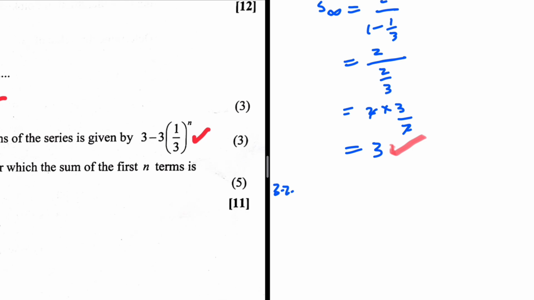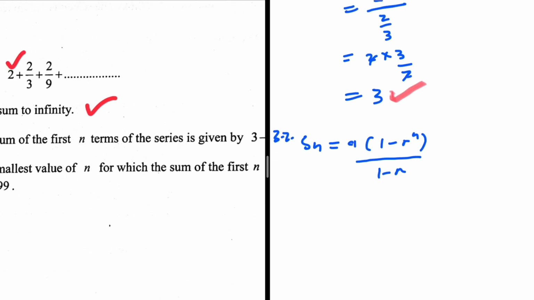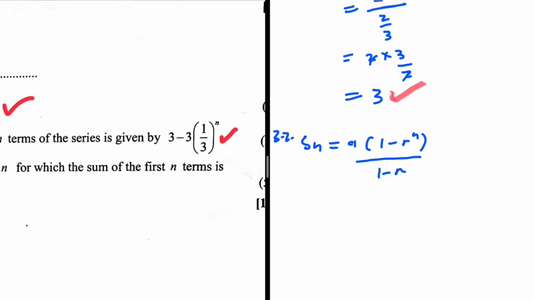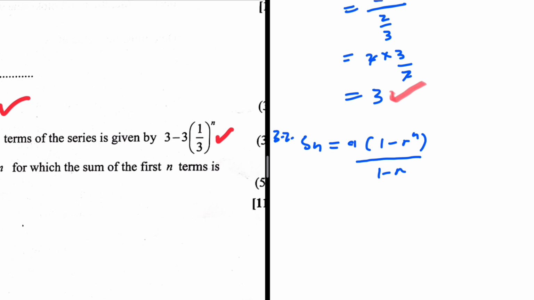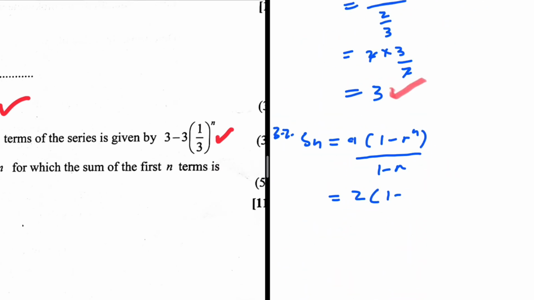Let's start with the basics. Sn is equal to a multiplied by 1 minus r to the power n, divided by 1 minus r. Okay, r is less than 1. So we are interested in the sum of n terms. Not the sum of any specific number of n, but just the general formula for the sum of n terms. So a, we already know that a is 2. r is 1 over 3, like we determined. So we have 1 over 3 to the power n.